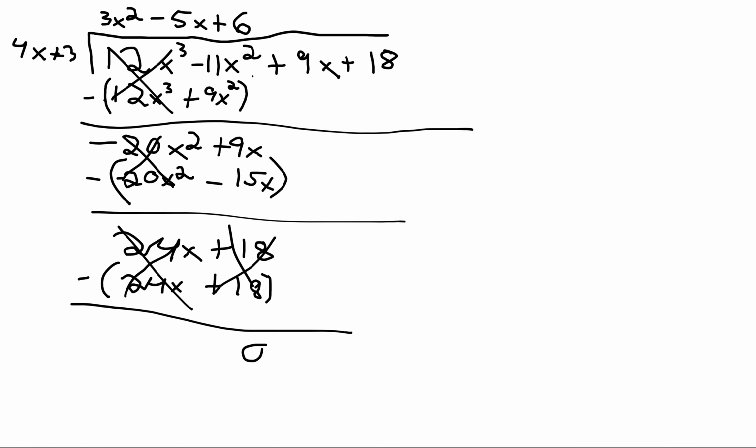So this polynomial divided by 4x plus 3 will end up getting us 3x squared minus 5x plus 6. And notice that we do not have a remainder. Our remainder is 0. So that tells us that this term over here, 4x plus 3, is in fact a factor of 12x cubed minus 11x squared plus 9x plus 18. So that is how you divide polynomials.